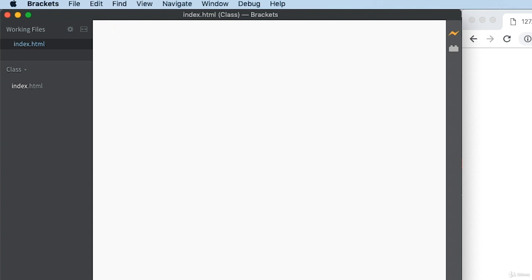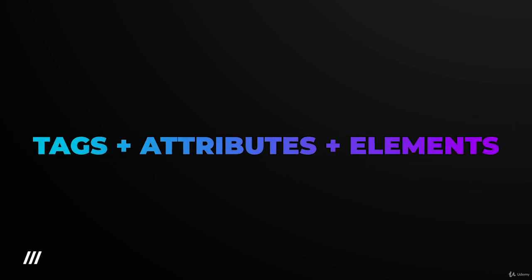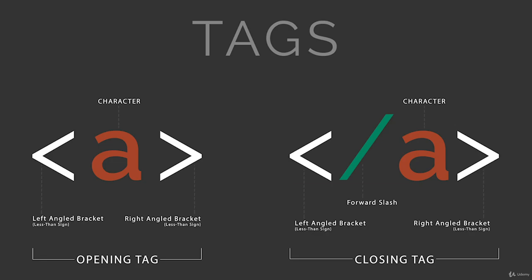So HTML is made up of tags, attributes, and elements. We're going to go over each one of these individually, and let's start off with tags first. So our tags are the building blocks or the foundation of any web page, and all the tags that we have available to choose from format the way the content is displayed in our web browser. So let's take a look at how our tags are written out.